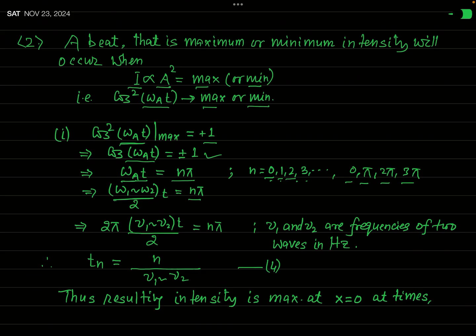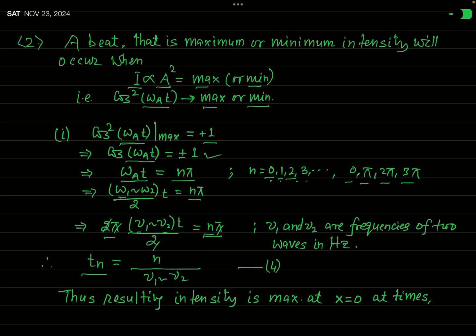But if you are talking in terms of the regular frequency, that you consider nu1 and nu2 are the frequencies of waves measured in hertz, then this angular frequency omega 1 is given by 2 pi nu1 and omega 2 is given by 2 pi nu2. So instead of omega 1 and omega 2, now you can write 2 pi nu1 and 2 pi nu2. So your result becomes 2 pi times (nu1 minus nu2) times t divided by 2 equal to n pi.